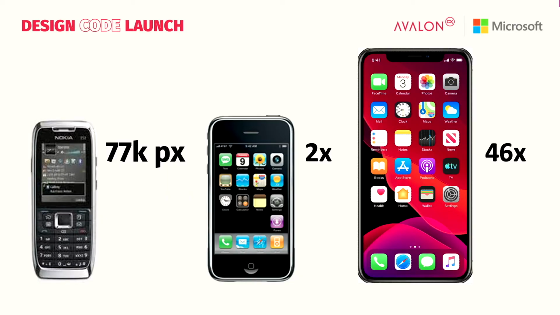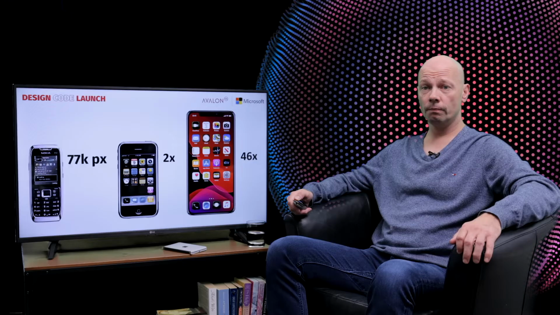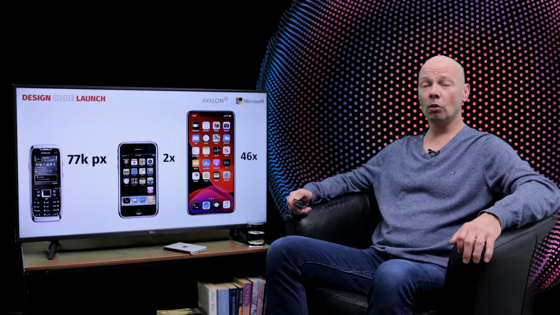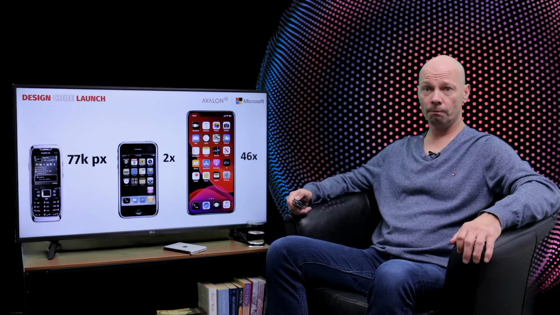Resolution. Back in 2007, a typical phone resolution was QVGA, which is 77,000 pixels. And it has increased 50-fold today. And there's not much more we can grow there. The resolution is already so sharp that your eye can't detect anything better.